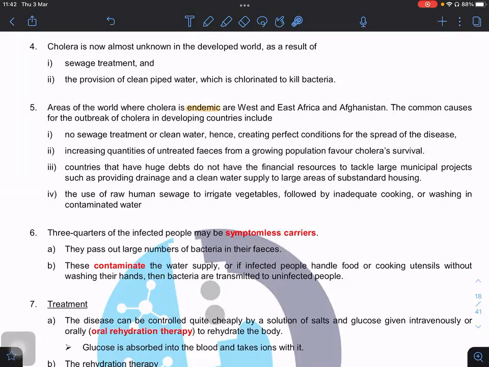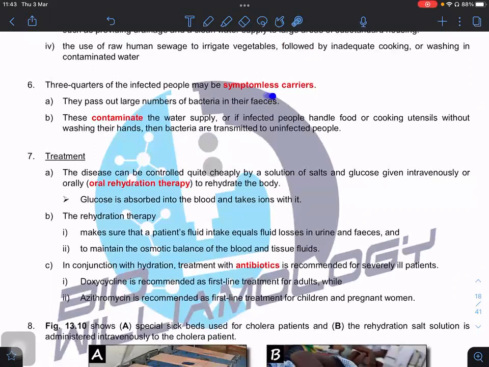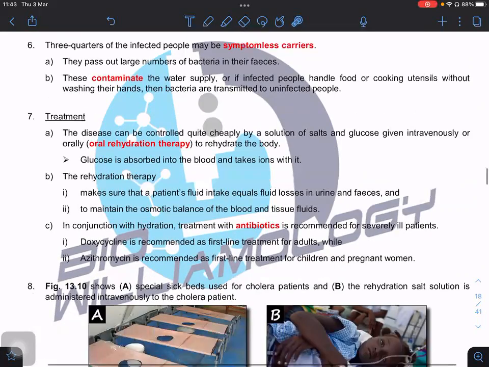Like a lot of the time you see that organic. But if you use raw human sewage that is not treated, right? It will be causing this, okay? So three-quarters of the infected people may be symptomless, okay? So they are the carrier. It means that they will contaminate the water supply and infect the person handling the food or cooking utensil without washing their hand. Yes, that is how bacteria can be transmitted, okay?